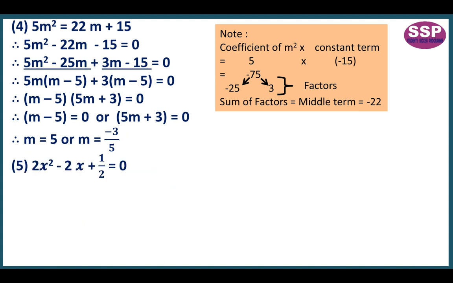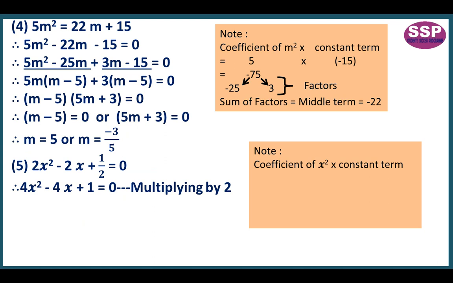Okay. Next problem, 2x² − 2x + 1/2 = 0. Now multiplying this equation by 2 to remove the fraction, we get 4x² − 4x + 1 = 0. Now we have to find the product of the coefficient of x² and the constant term, that is 4 into 1. 4 ones are 4.